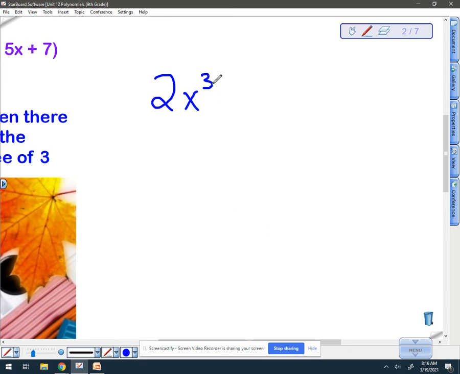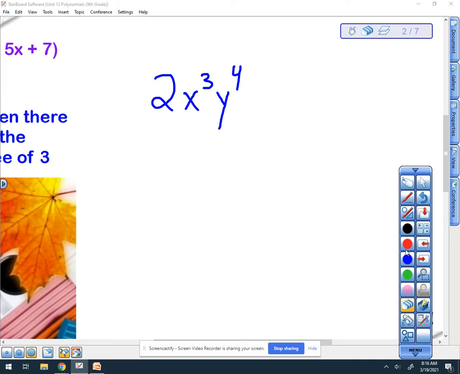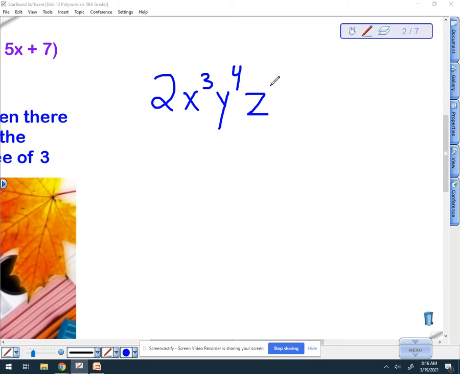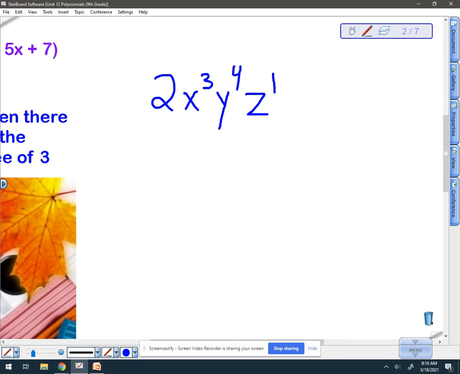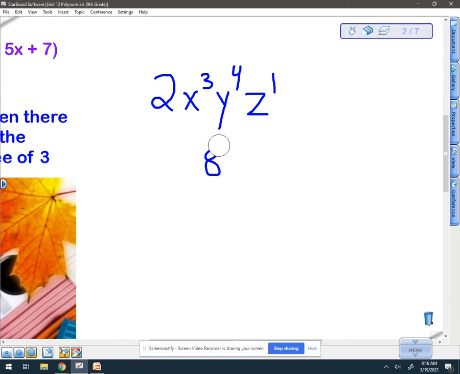What if it was 2x to the third power, y to the fourth power? Then you would say, okay, 3 plus 4, the degree is 7. You're just adding up the exponents. What if you had that? Well, you would go, okay, what do I got? A 3, a 4, there's nothing here, which means it's a 1. So 3 plus 4 is 7, plus 1 is 8. So that's what the degree is. You add the exponents together, and that's your degree.